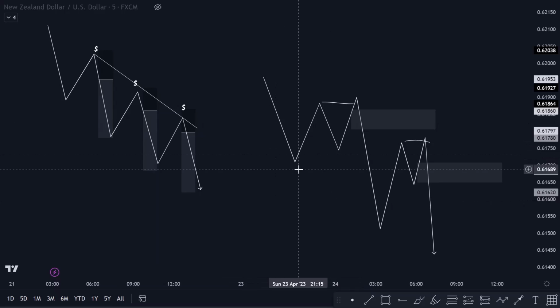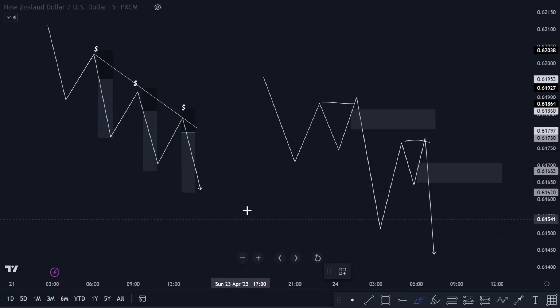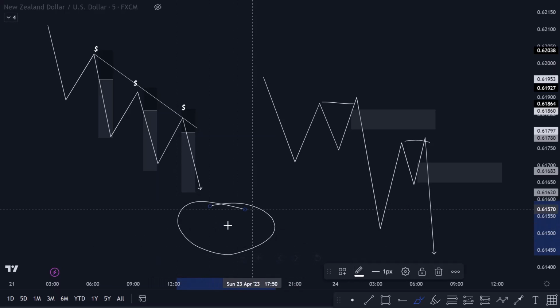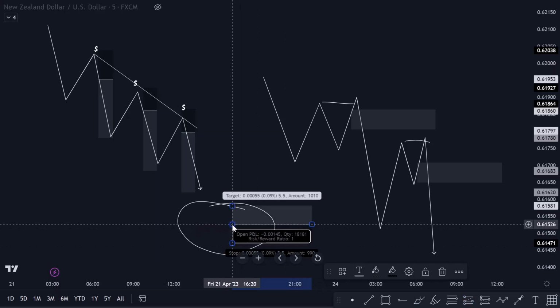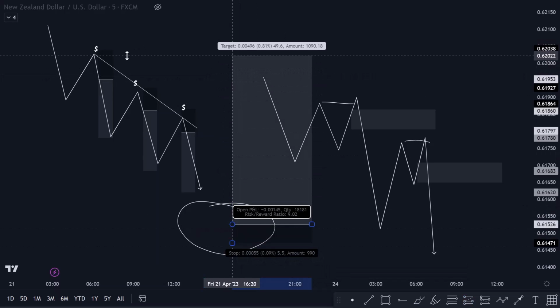Now, how can this affect your trading? So let's say, for any reason, there's a setup here, and you want to enter and go long, say here, and you're targeting anywhere in here.